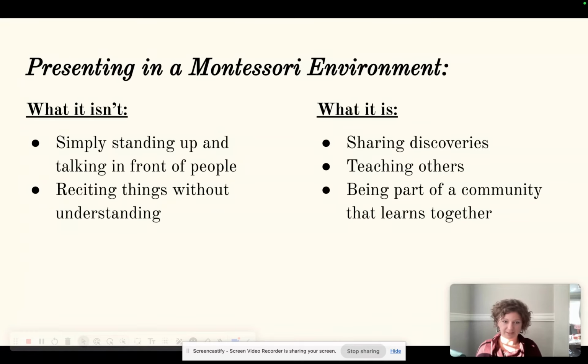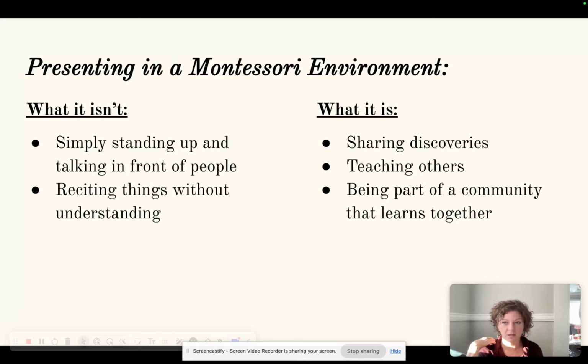So one thing I wanted to say is that in a Montessori environment in particular, presenting doesn't really entail just standing up and talking in front of people, giving a speech in front of a group. I remember having a specific speech class in college. I opted not to take that and took theater instead to help with my projection and talking in front of people. But in Montessori, we're not going to have a class that's all about giving speeches in a way that's isolated from other content. It's going to be interconnected.